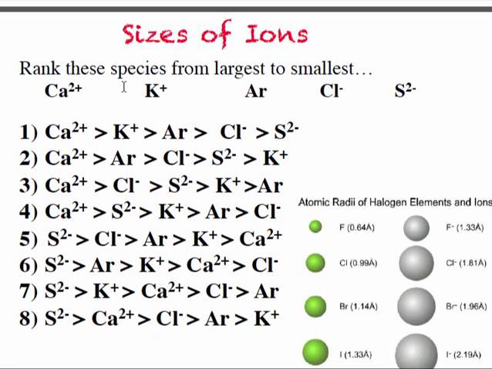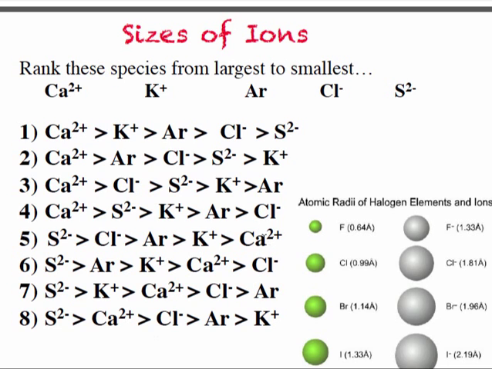But isn't it true that calcium has 20 protons in the nucleus? Losing 2 electrons brings it down to 18 electrons, just like argon. But 20 protons in the nucleus pull this conglomeration into a smaller sphere. So if I want to rank them from largest to smallest, I'm going to go calcium 2 plus is the smallest.